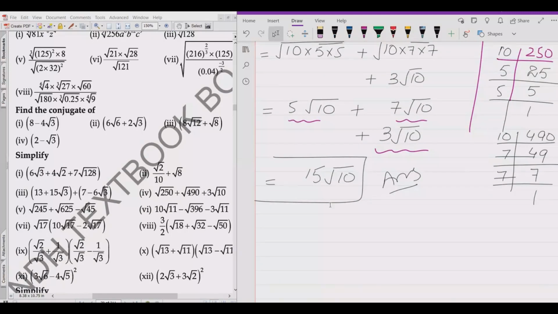So now we will simplify 2 more questions. So first we will take the examples 5 and 6.